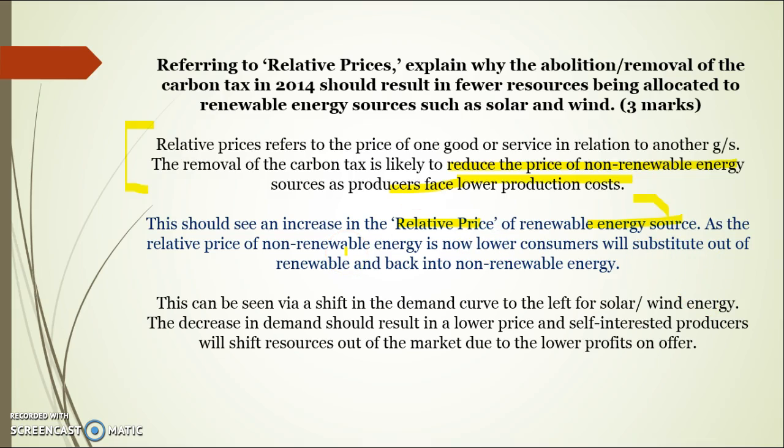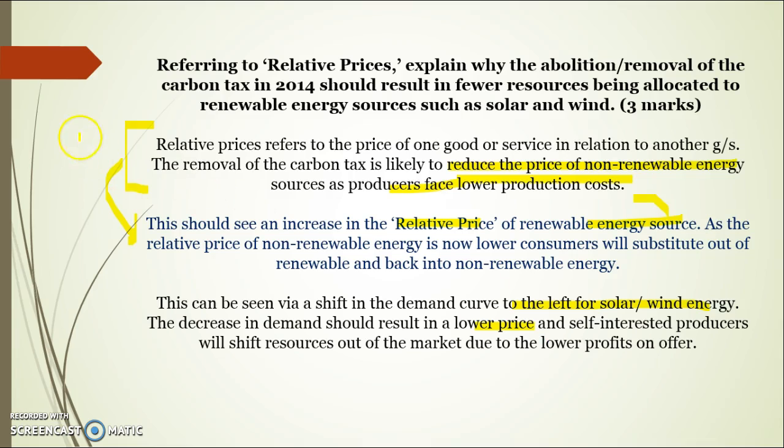So it lowers the relative price of non-renewable energy, the relative price of renewable energy goes up, and therefore consumers shift back into the cheaper alternative. This can be seen in the shift in the demand curve left for solar or wind energy because there's now less demand at any given price. This decrease in demand should lead to a lower price, and self-interested producers will shift resources out of the market because there's less relative profit available in that industry.